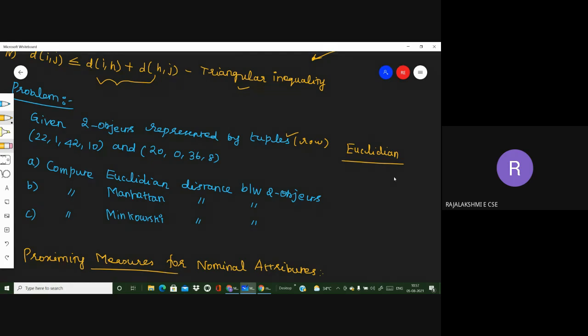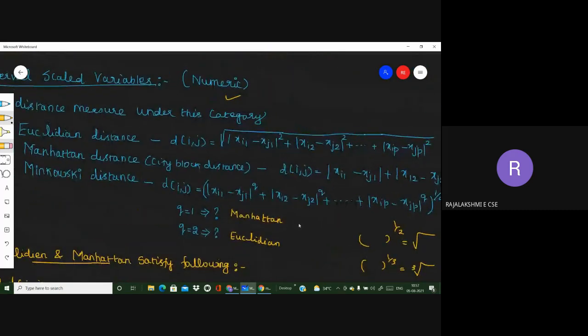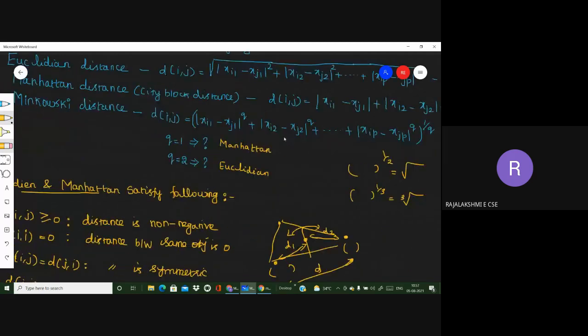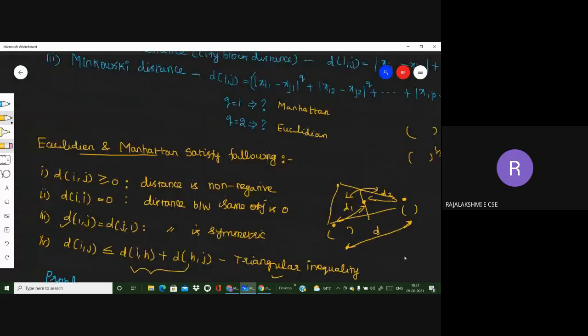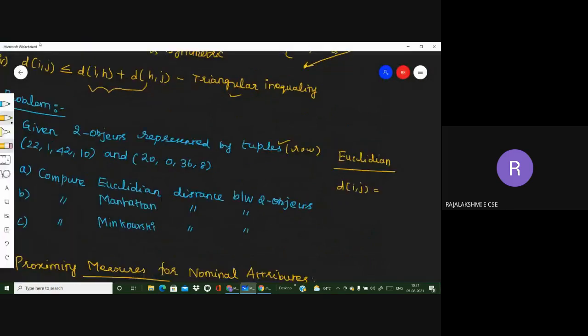Euclidean formula, d of ij equal to what? What is the formula? Root of xi1 minus xj1 the whole square plus xi2 minus xj2 the whole square. Yes or no? Right? Same thing. So what you will be doing here? Straight away I'm just applying this formula. The values are 22, 1, 42, 10 and then 20, 0, 36, 8.